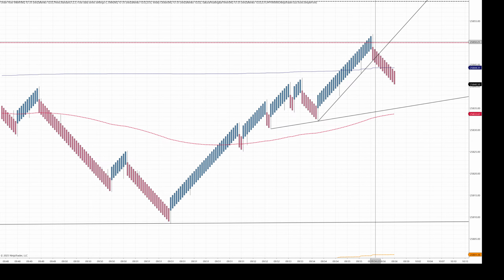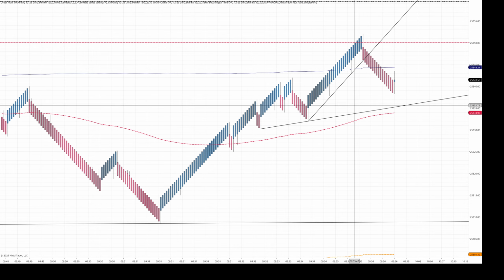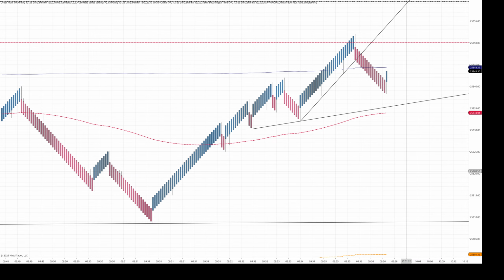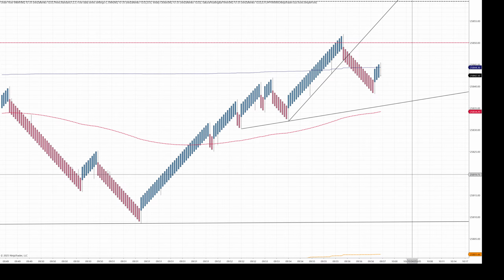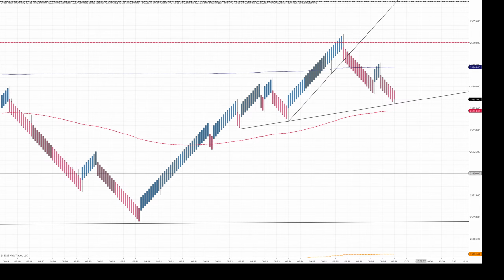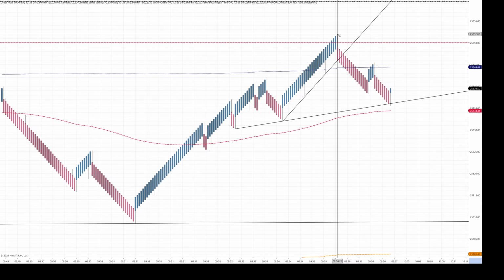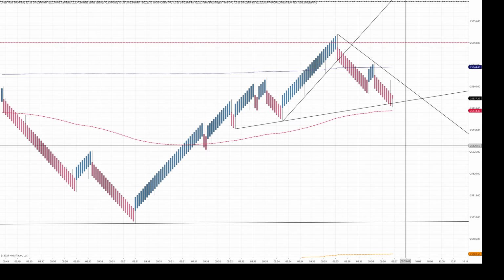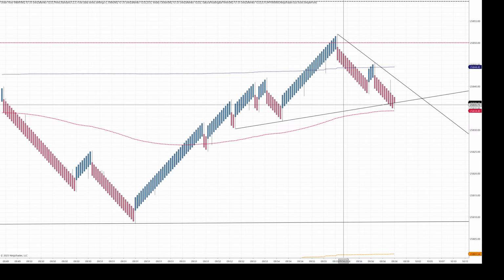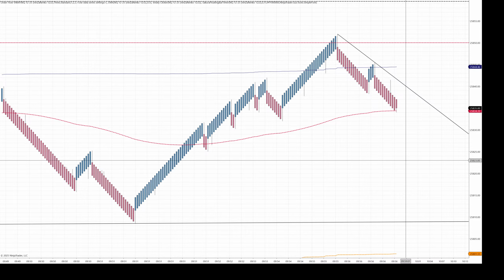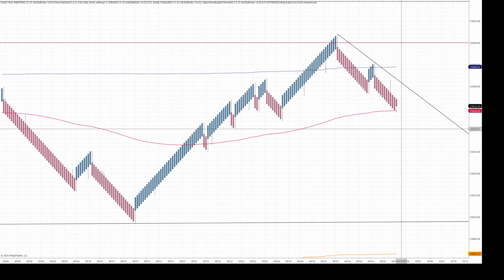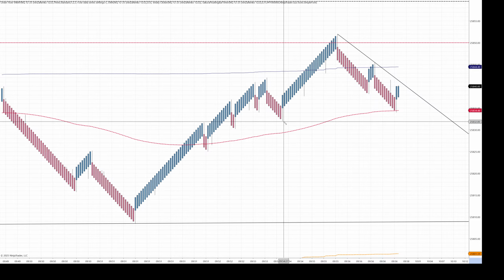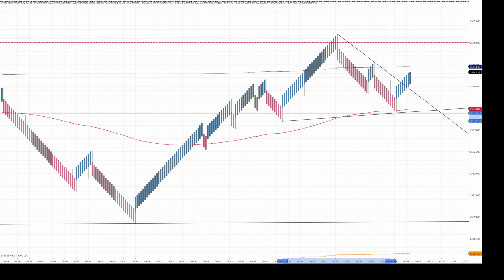There's that reversal at the 50 level, but we couldn't have taken it. We had standard deviation and this trend line in the way. Now we draw this new downward trend line. Could delete this one. Could delete this line. We have this new upward trend line now.